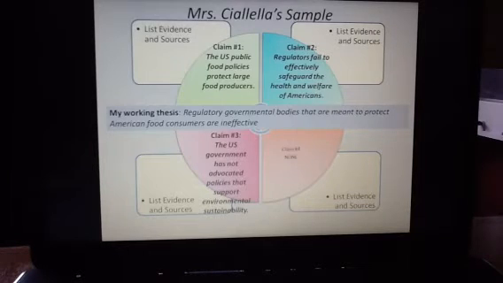Now, just to take a step back for a second, some of you may want to do your claims before your working thesis. In this case, I've modeled for you. I made my working thesis, then I came up with my claims. You might want to start out by creating 3 claims and then figure out your working thesis. Both ways are equally effective. It's whatever works best for you.